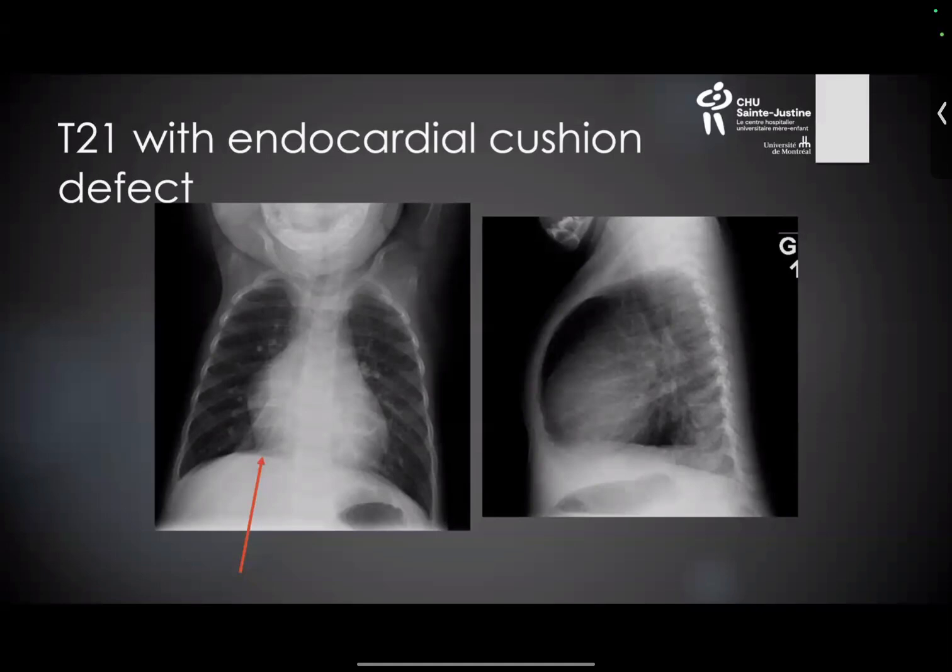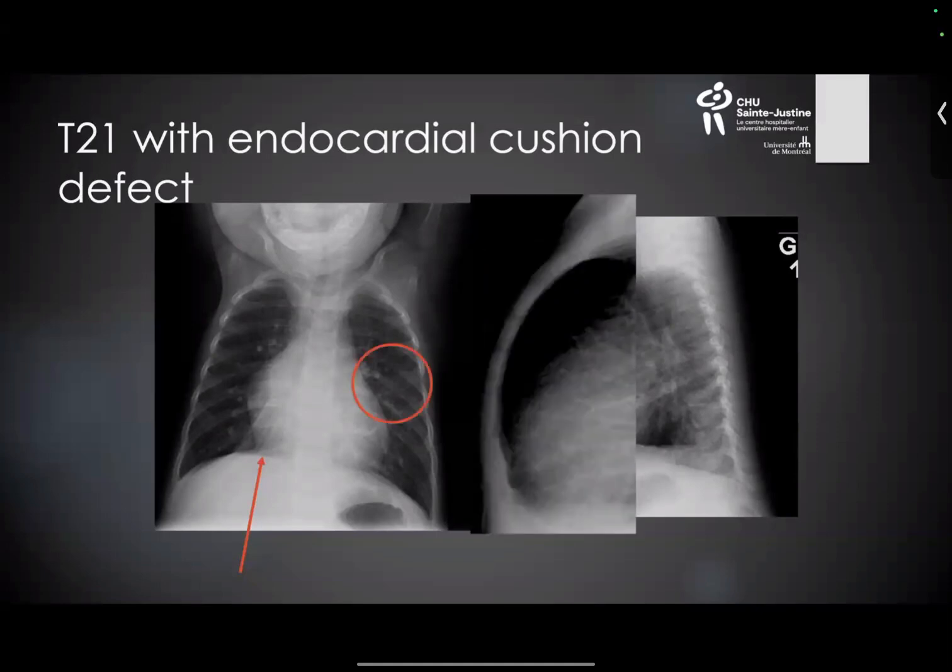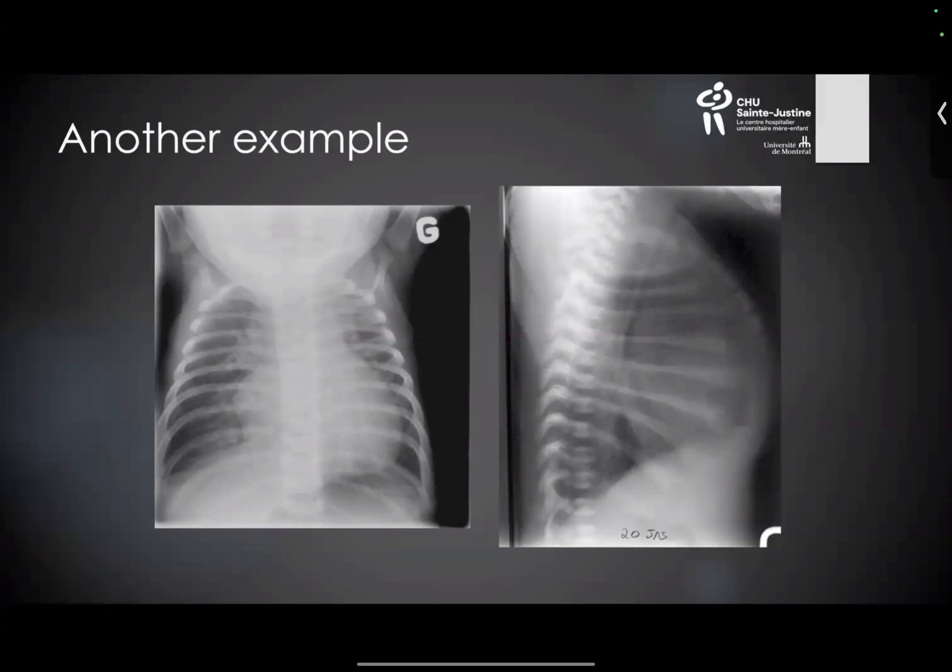So here you see that the vascularization is big, and you see that he has a hypersegmented sternum, which is a sign of trisomy 21. So it's another example of a kid with trisomy 21 and endocardial cushion defect that gives a large left to right shunt. So you have a big heart, big pulmonary arteries, and a hypersegmented sternum.